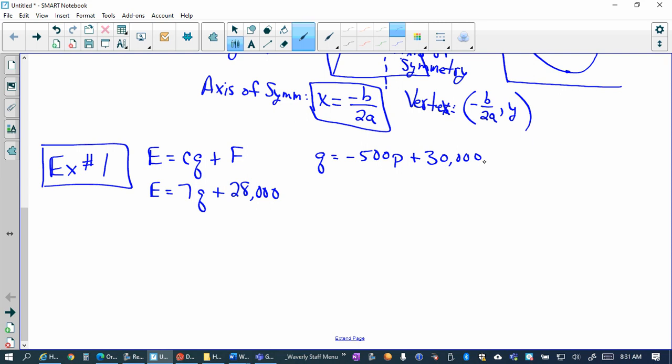Do you see a Q in the expense function? Do you see what Q equals? When things are equal, we can replace them, right? So let's substitute this Q in. So we'd have E equals 7 times this mess. Don't forget to put this on the end, plus 28,000.